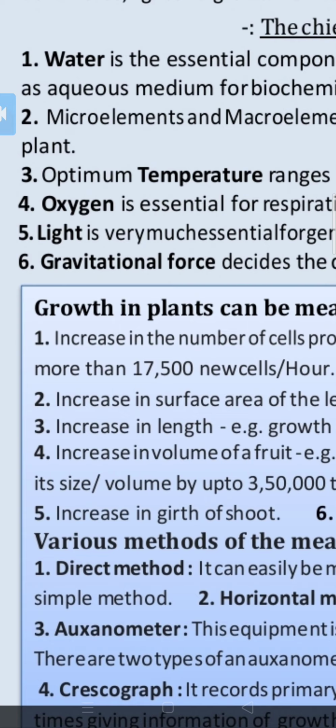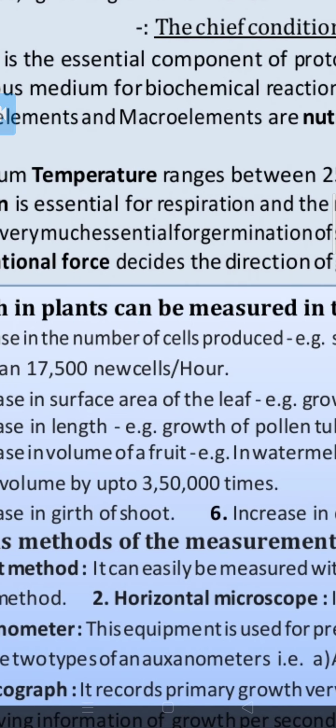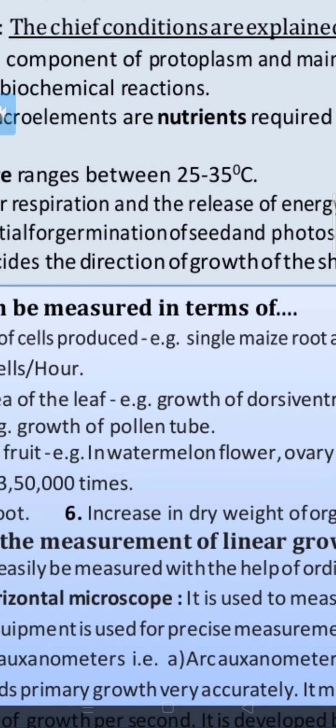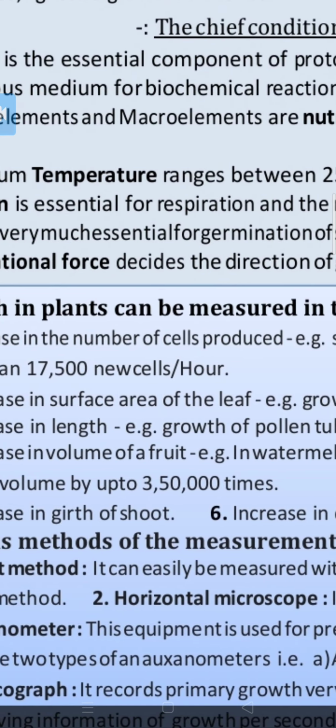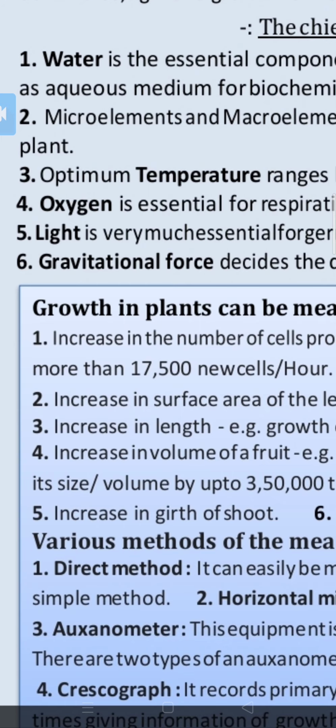Now, increasing surface area of leaf. Surface area can be used for measuring leaf size. Example, growth of dorsiventral leaf. Next one is increase in length. Increasing length is used for measuring internode size, the elongation of root, or growth of pollen tube.